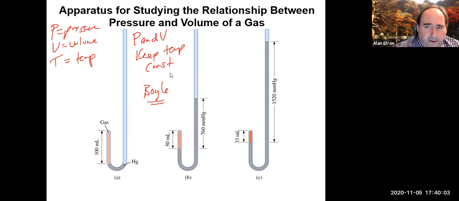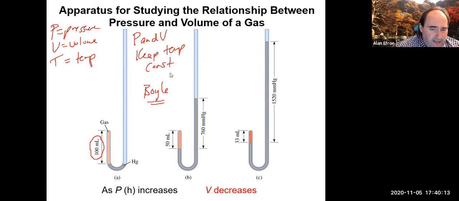And if we look here at our little columns, we see that over here we have 100 milliliters of volume, and this is our pressure. When we drop the volume to 50 milliliters, we can see that the mercury rises and the pressure rises, and when we drop it all the way down to 33 milliliters, we can see that the pressure of the gas rises even more. So the relationship that we see with Boyle's law is what it says on the bottom: an inverse relationship. As one goes up, the other goes down. So as the pressure goes up, the volume goes down at constant temperature, and vice versa, as the pressure goes down, the volume goes up.